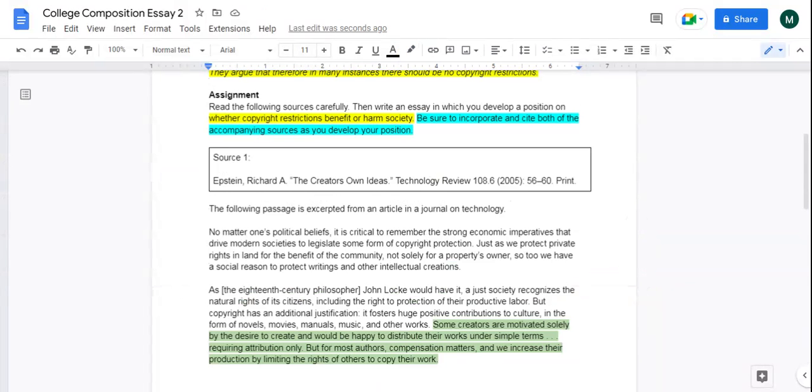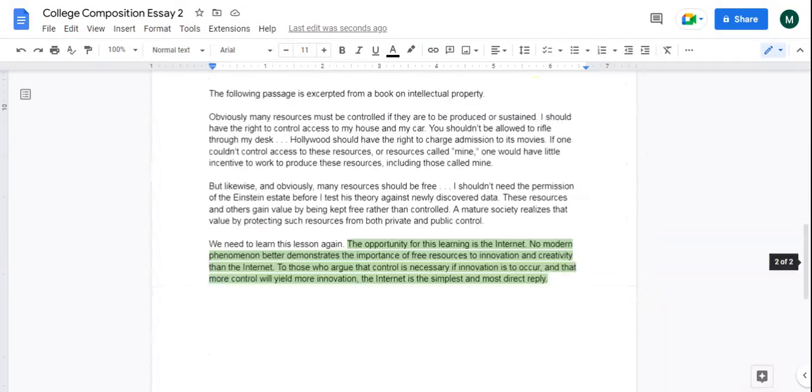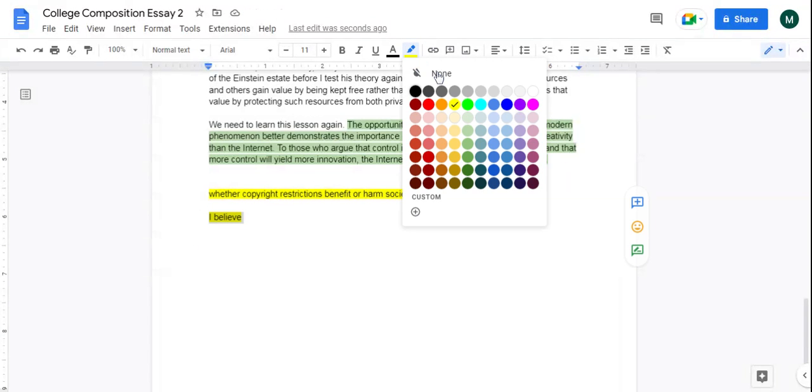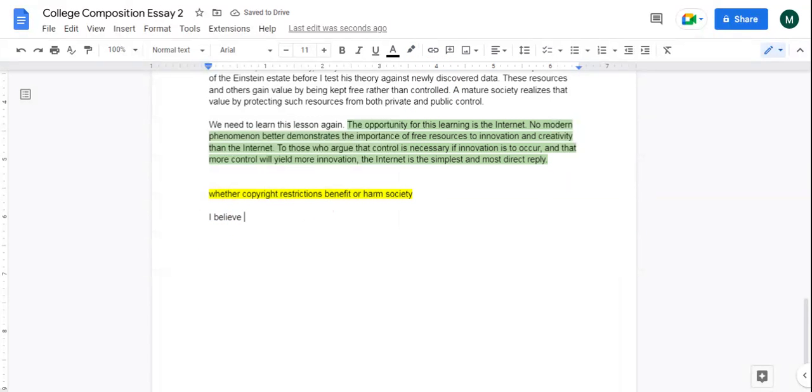Okay, so now for my prompt. I've got 32 minutes and 55 seconds remaining. Whether copyright restrictions benefit or harm society. I'm going to copy that prompt and put it right here, so that I have it. Let's see how to begin. I'm just going to start with my argument because I am not going to sit here thinking about my introduction and conclusion right now. I'm just going to start with the last sentence of my introduction.